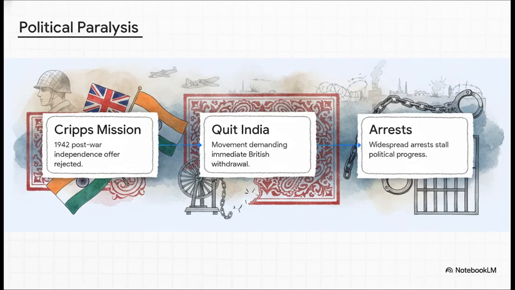But Indian politics were effectively paralyzed. The British offered post-war independence via the 1942 Cripps mission, but both major Indian parties flat out rejected it. In response, Gandhi launches the Quit India movement, demanding immediate British withdrawal, which the British answer with the widespread arrest of political leaders, completely stalling out any chance for progress.